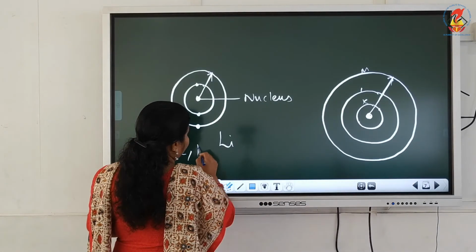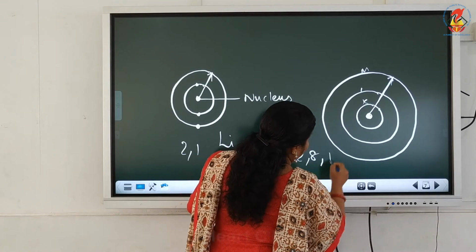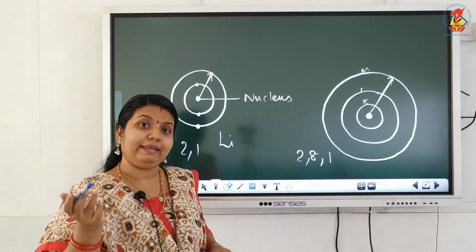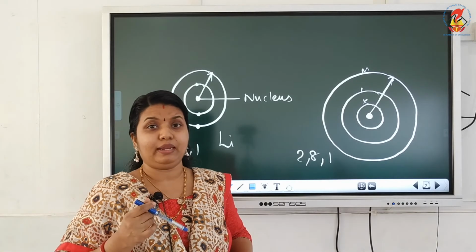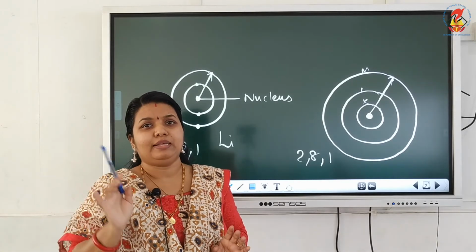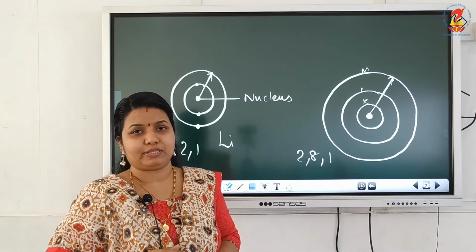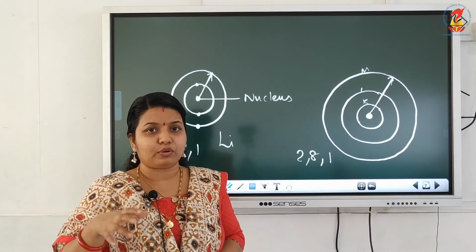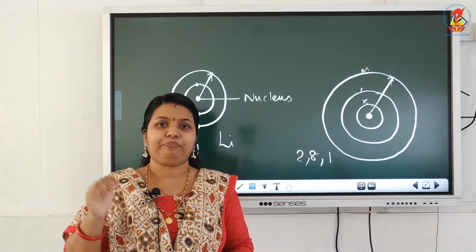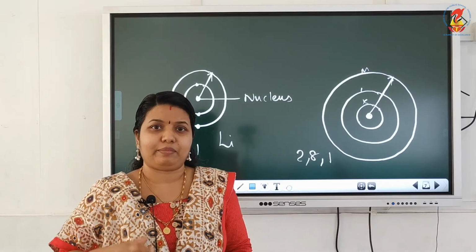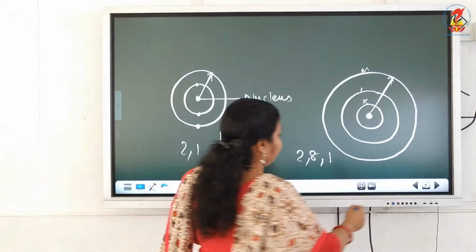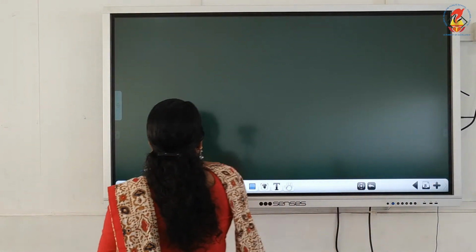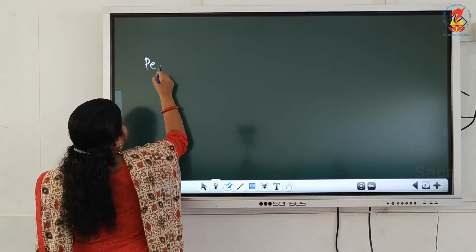Lithium it is 2,1, sodium it is 2,8,1. When it comes to potassium, 2,8,8,1. So the distance between the nucleus and the outermost shell will be more in potassium. So as you move down, the atomic size increases. As you move down the group, the biggest size for the atom will be the last element of that group, which will have the maximum size. Now we will see what happens to atomic size as we move from left to right in a period.